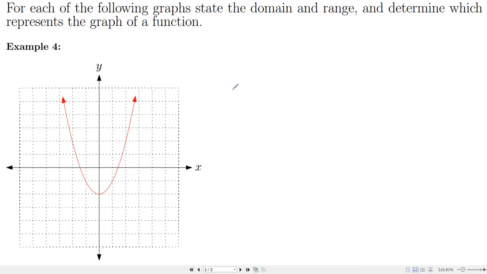Okay, so first let's state what the domain is. So the domain is going to be the collection of x's, right? So what x's do we have here? Well, we certainly have all of the ones here. You know what, let me switch to a different color. So let's switch to maybe blue here. Okay, so the domain, so what would that be?